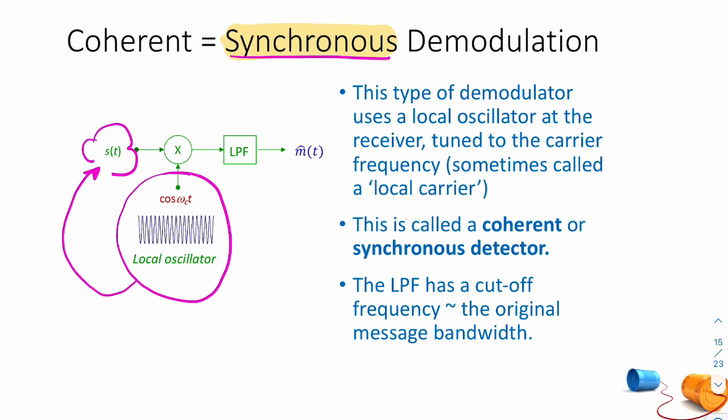So compare this to the envelope detector. The envelope detector didn't have one of these, and then we would call it asynchronous. We called it non-coherent.